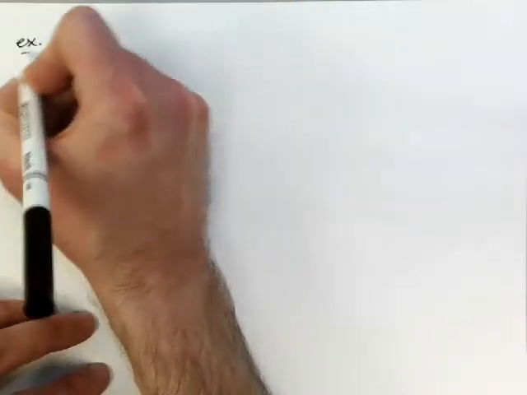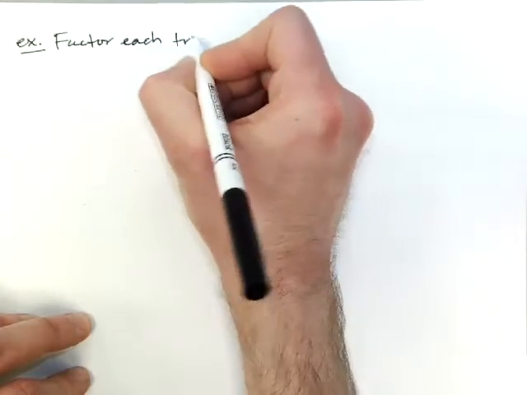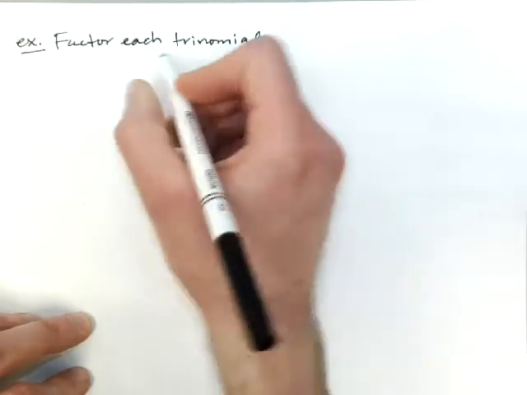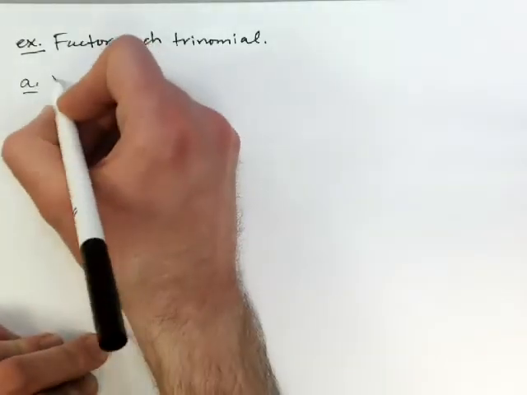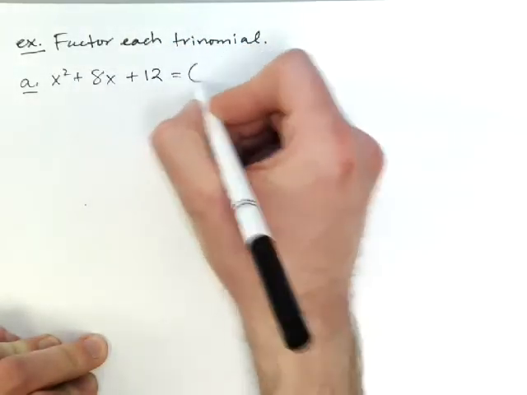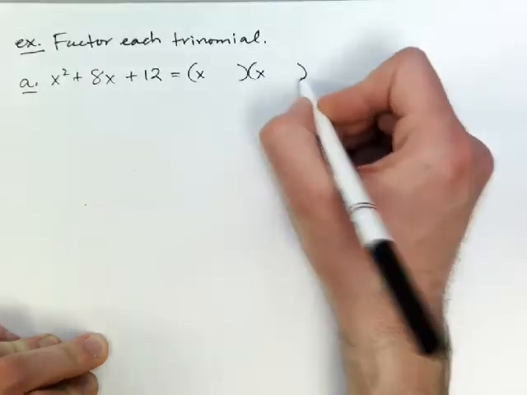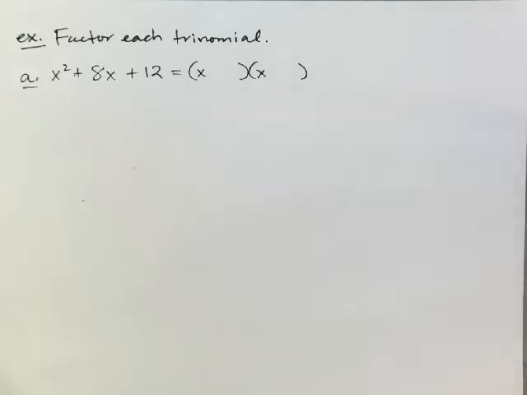All right, so now I just want to spend some time running through a few examples. Factor each trinomial. Let's try out x squared plus 8x plus 12. Go ahead and pause the video and try to work this out on your own. Whenever you're ready, we'll do the answer.